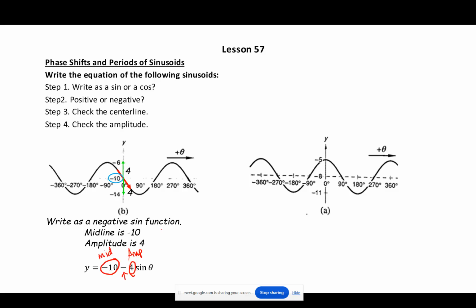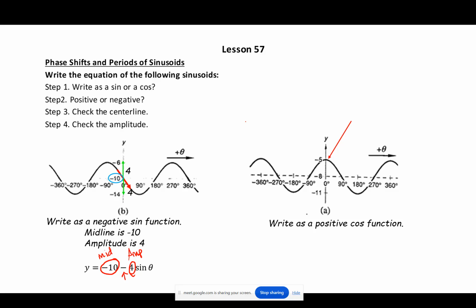So the second one here, we would want to write this as a cosine function because we can see that it is at its maximum when it crosses the y-axis. And so it's at the top of the hill. It could be at the top or the bottom of the hill, and we would want to write it as cosine. Since it's at the top of the hill, we're going to write it as a positive cosine function.